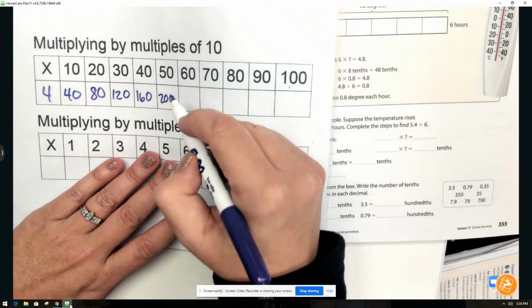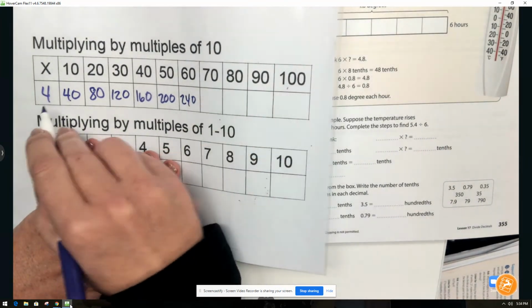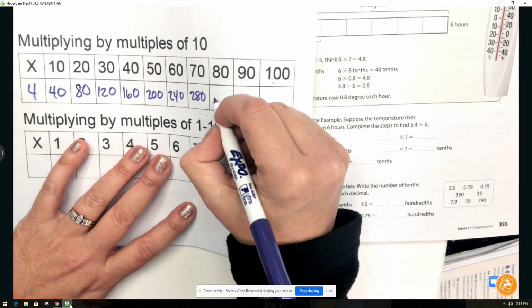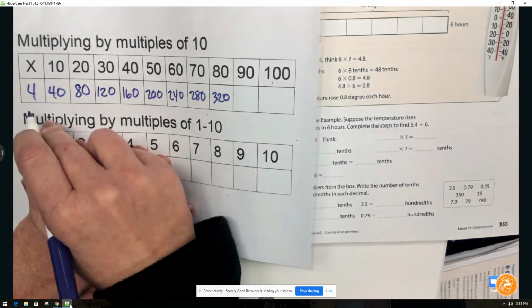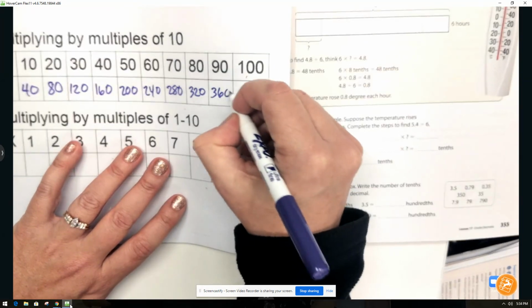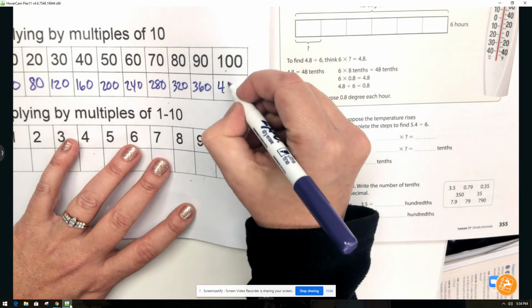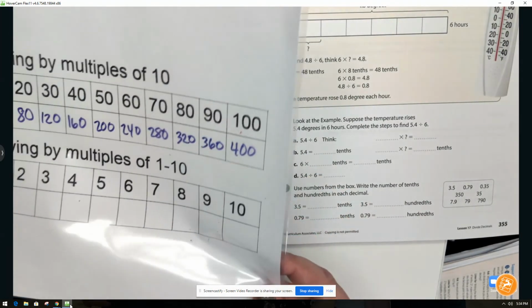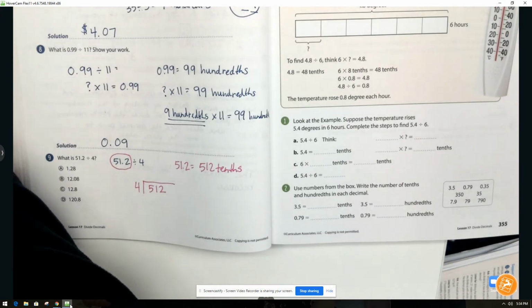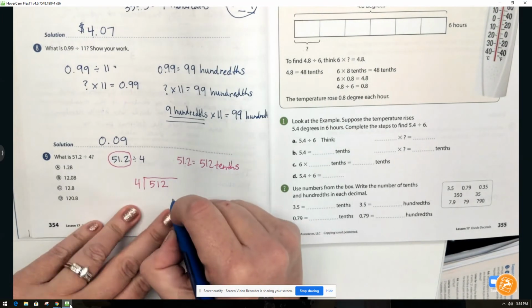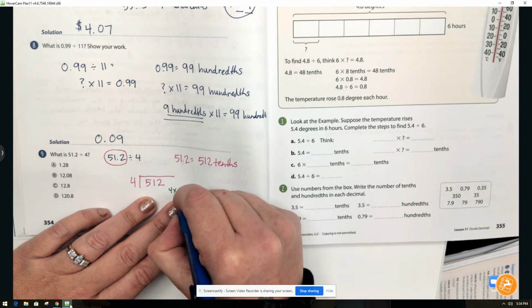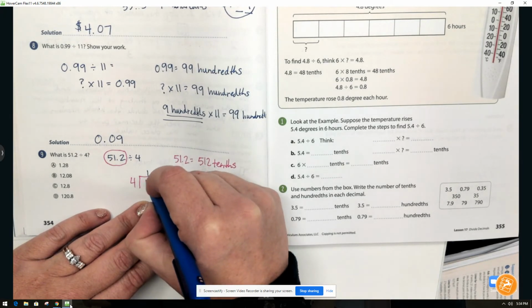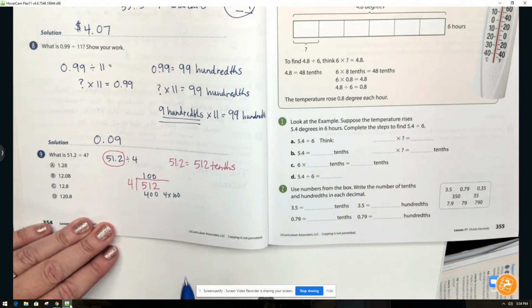4 times 60 is 240. 4 times 70 is 280. 4 times 80 is 320. 4 times 90 is 360. 4 times 100 is 400. So we're going to use that 400 as our first partial quotient. 4 times 100 equals 400. So 100 is our first partial quotient.